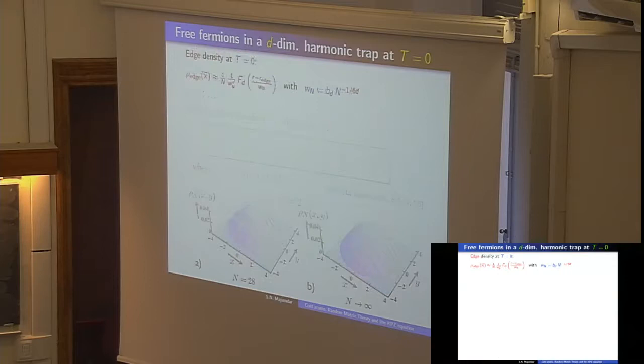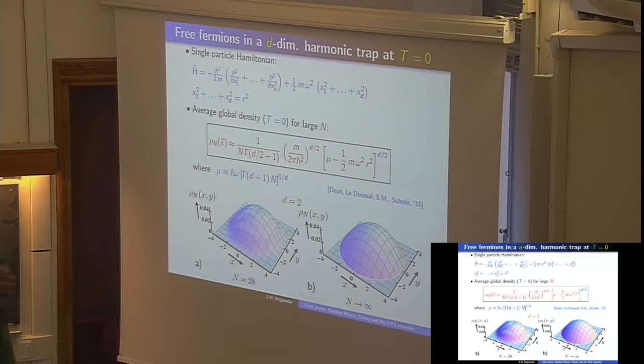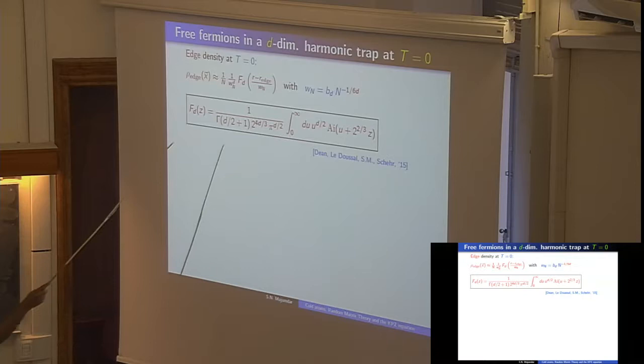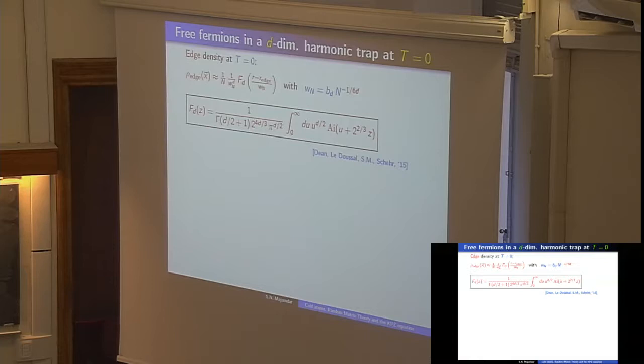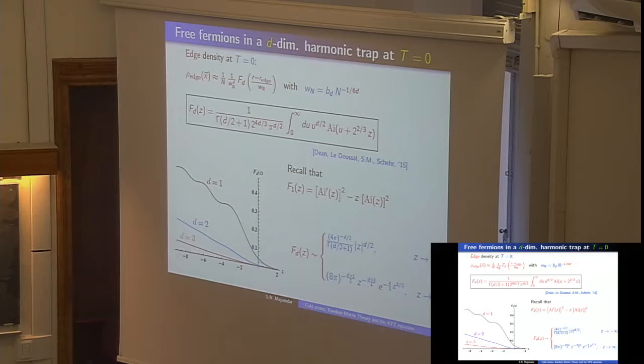Okay, so this is the average density. Just like in the semicircular case, you can ask, if I am very close to the edge, what are the finite N corrections to the density at the edge, and you can compute that. The natural scale here is going to be N to the power minus 1 over 6 D. So D equal to 1 is N to the power minus 1 over 6, and you can calculate the scaling function for the density near the edge, which is given by a more general formula like that. If you put D equal to 1, you go back to this Airy function form, and higher dimension is just this.